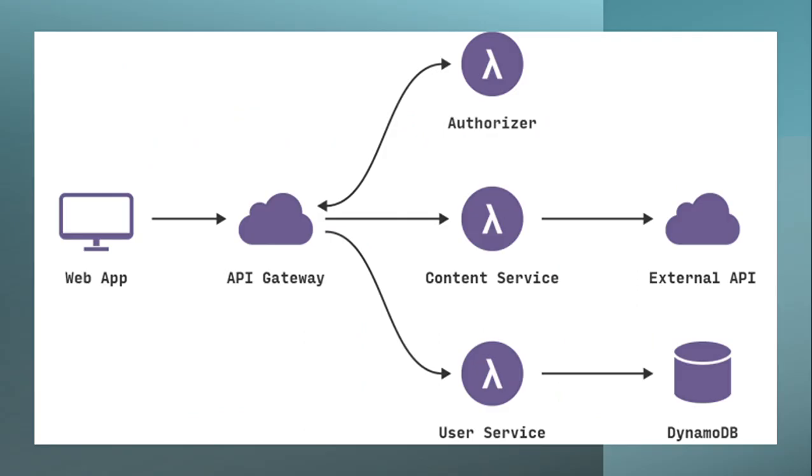This is another example where you can see AWS Lambda. Okay, you can implement authorization, content service, or user service through AWS Lambda, and these can be accessed by the web or mobile app through API gateway. And these Lambda services can interact with external APIs or any database.